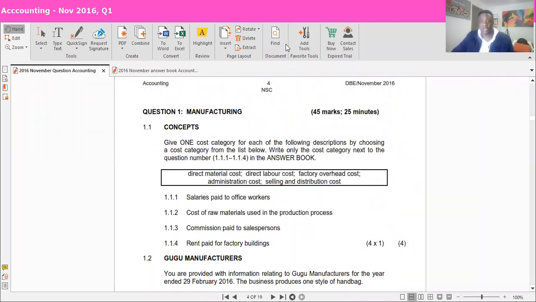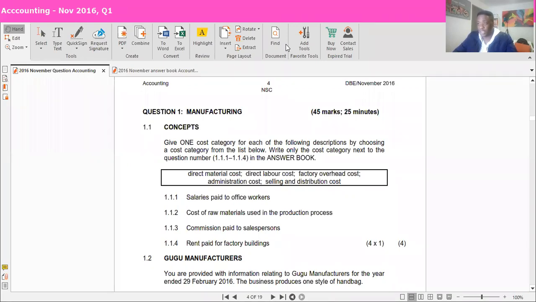In this video, we'll be looking at question one of the November 2016 question paper. So without any further ado, let us jump straight into it. The first question is on concepts. It says, give a concept for whatever is written in those questions. So let's start with 1.1. We've been given options in the box, so it should be easy.